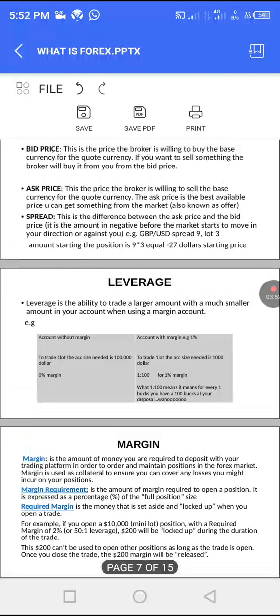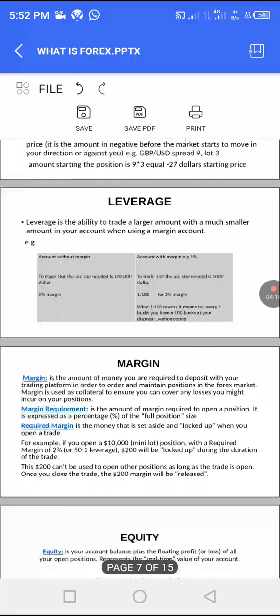Spread. Spread is the difference between the ask price and the bid price. Now, it is the amount in negative before the market starts to move in your direction or against you. For example, the spread is 9 and the lot size you use is 3. When you do 3 times 9, that is 27. So your account will start with minus $27 as the starting price.